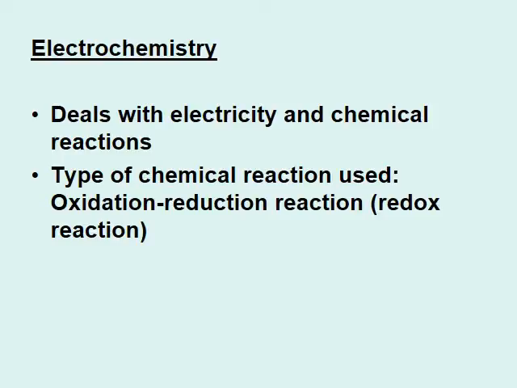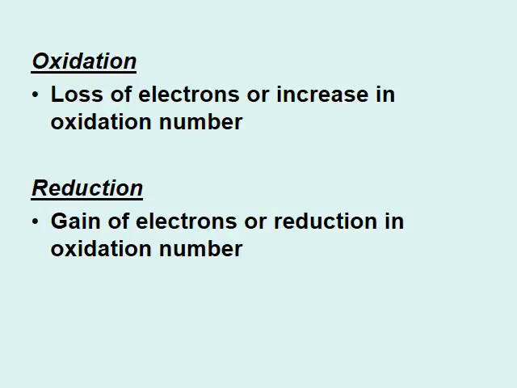Now, electrochemistry, as I just mentioned to you, deals with electricity and chemical reaction. The type of chemical reaction used is called oxidation-reduction reaction, and that happens simultaneously. So there'd be one oxidation reaction where electrons would be given off, and another reaction, a reduction reaction, where electrons would be absorbed by the reaction. Oxidation is defined as loss of electrons or increase in oxidation number. Reduction deals with gain of electrons or reduction in oxidation number.